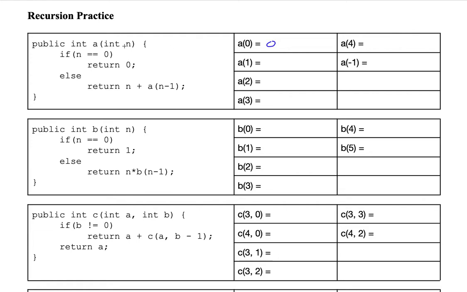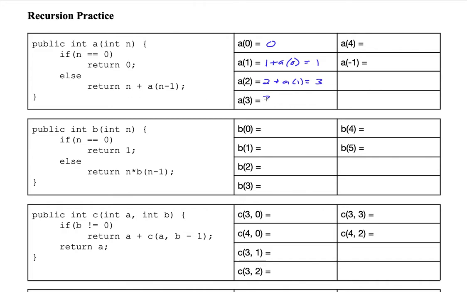When the input is 1, well, that's not going to hit the base case, and it's supposed to return our input, 1, plus the function again at 1 less than the input. And we know that a of 0 was 0, so this is just 1 plus 0, which is 1. For a of 2, it's going to do the exact same thing, 2 plus a of 1, right? 1 less than the current input. We knew that a of 1 was 1, so 2 plus 1 is 3.